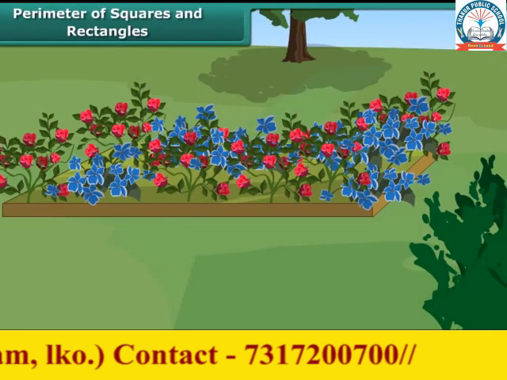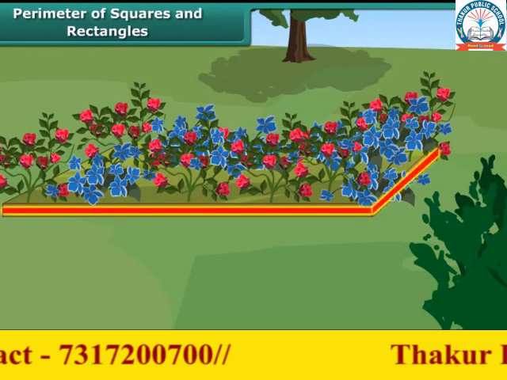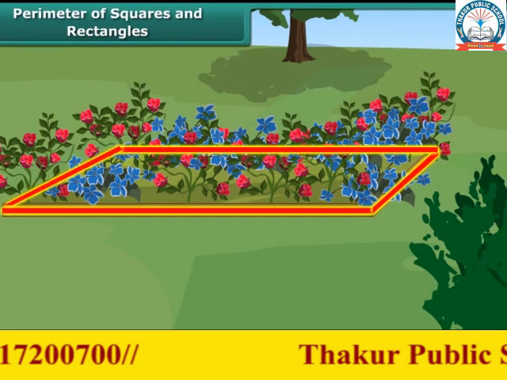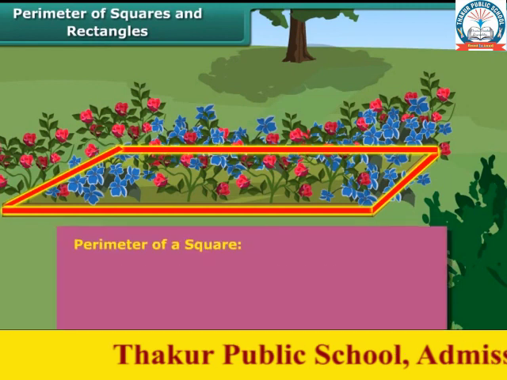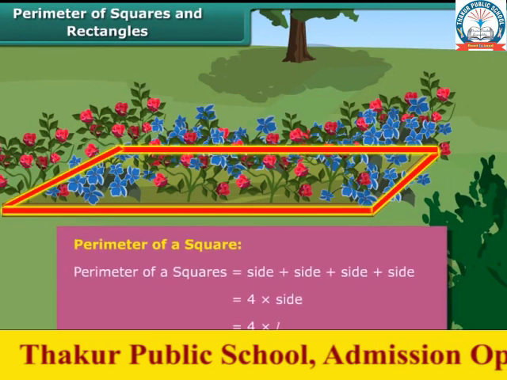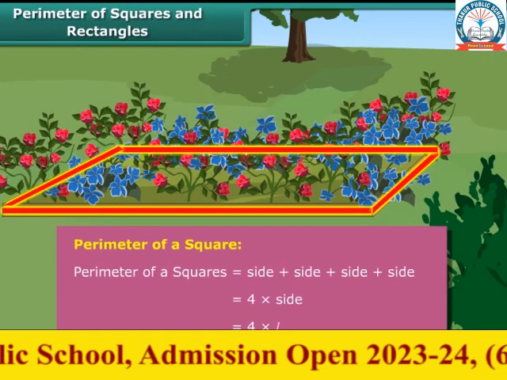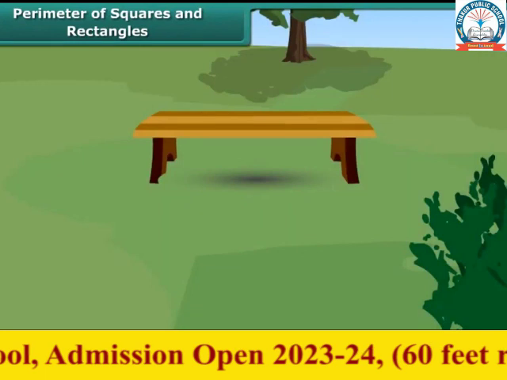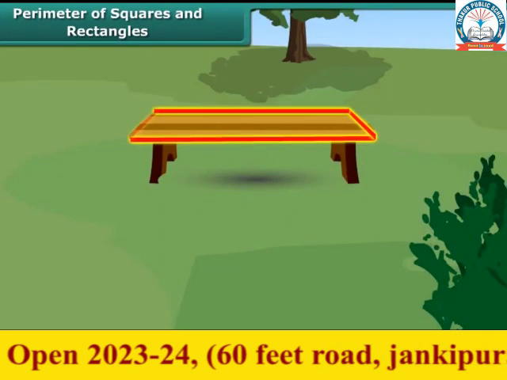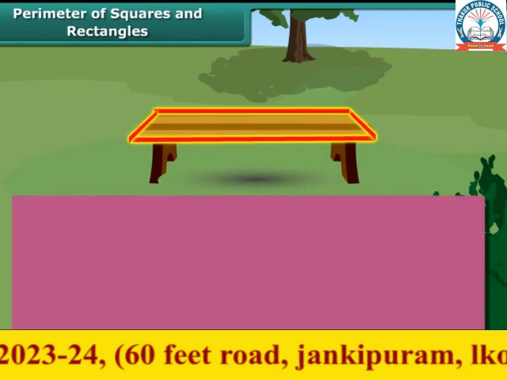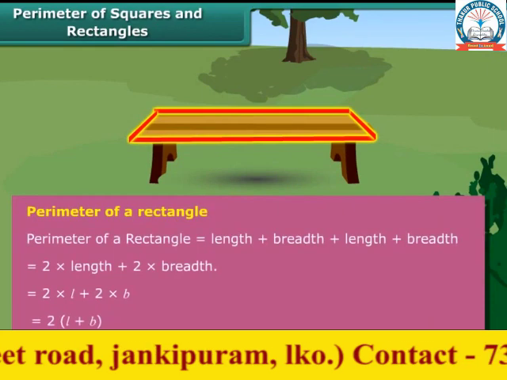Perimeter of squares and rectangles. Students, can you measure the boundary of the flower bed in the park? Yes, by measuring the sides of the flower bed. So, the perimeter of a shape is the outer boundary of the shape. So, the perimeter of a square is the sum of the sides of the square. You understood what perimeter is? Can you find the perimeter of the rectangular bench in the park? Yes, we have the measures of the length and breadth of the rectangle. The perimeter of a rectangle is the sum of its lengths and breadths.